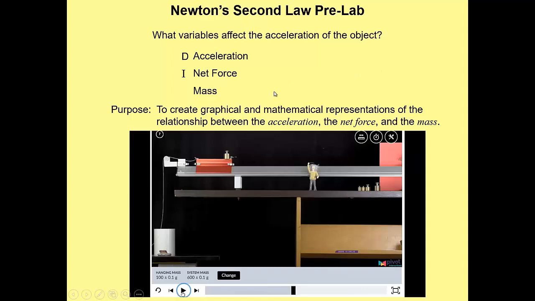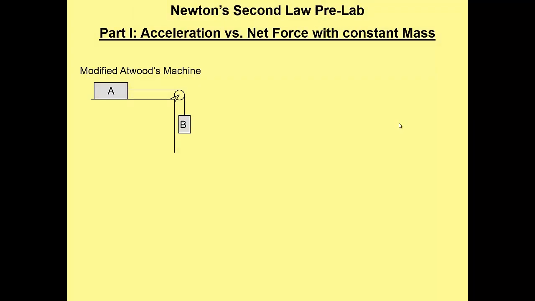So, in our first part of the lab, because remember we have to do 2 labs, part 1, you're going to control the net force and change the net force, and then measure the resulting acceleration while keeping the total mass constant. Okay? That's first half of the lab. We'll do the second half of the lab tomorrow.